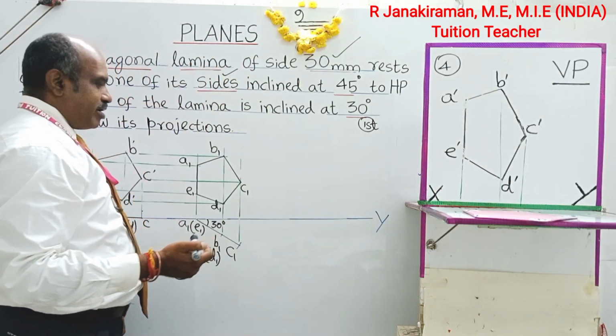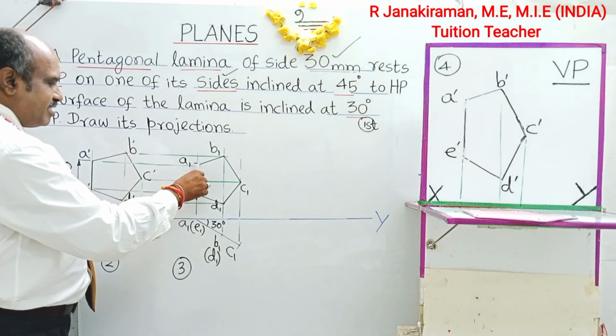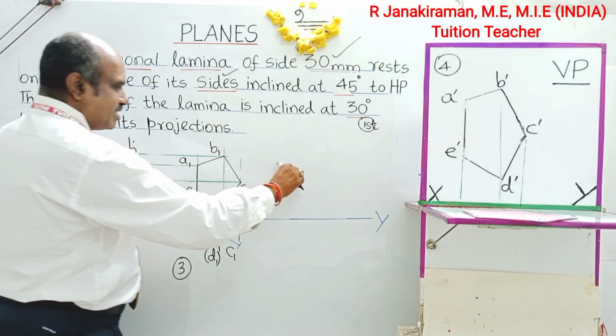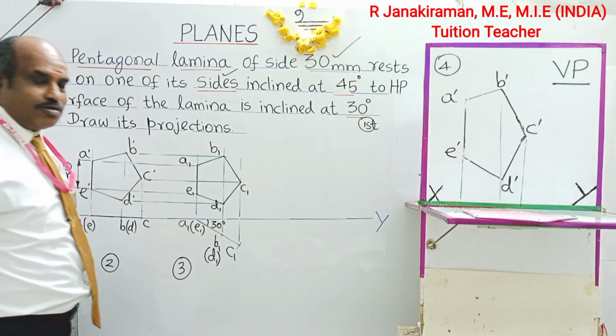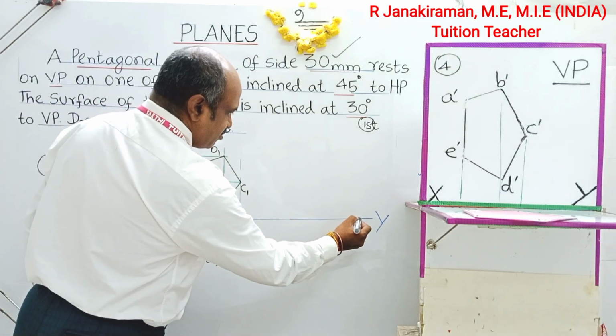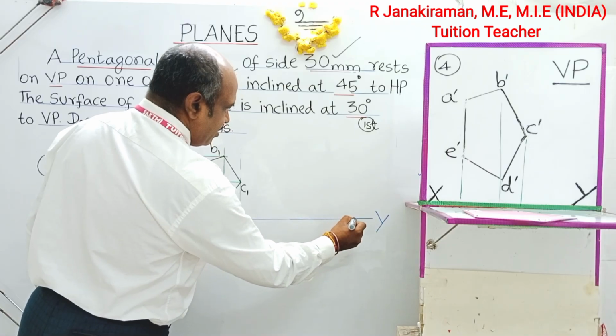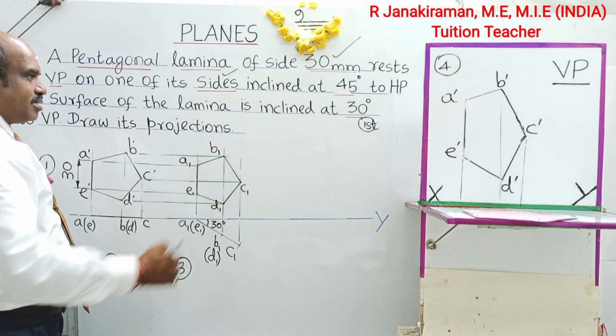So locate any point on the XY line. Instead of this line being vertical, I'm going to make it inclined like this. Correspondingly, all other points will change their position. Locate one point on the XY line, anywhere you can, away from these two diagrams.